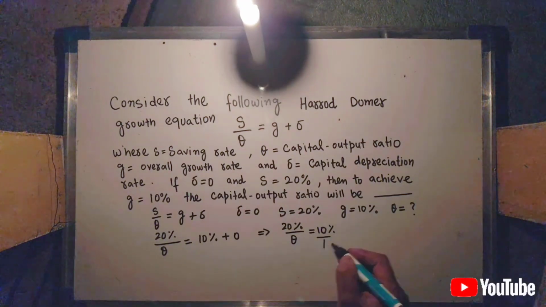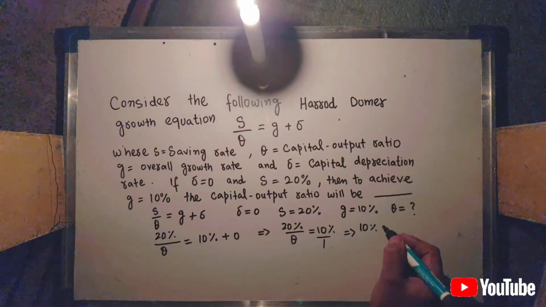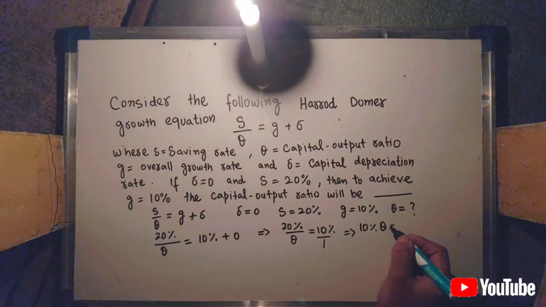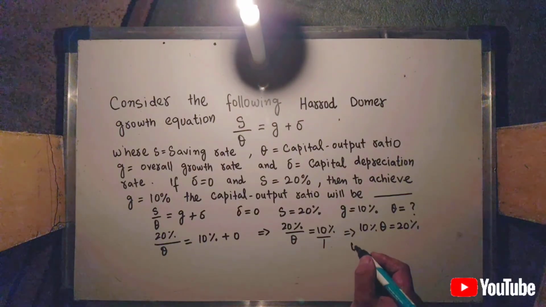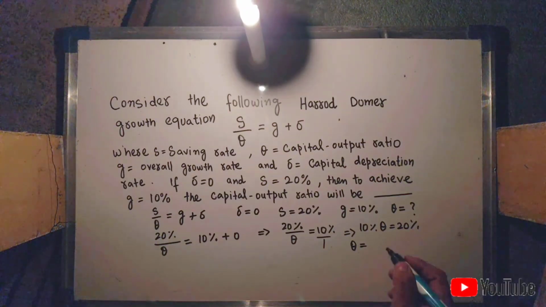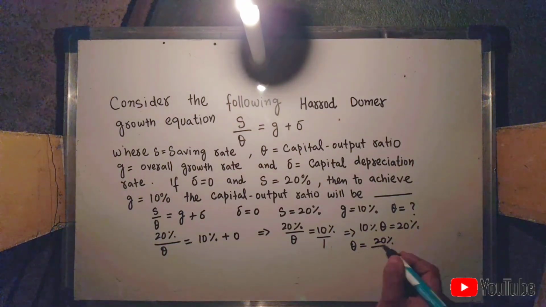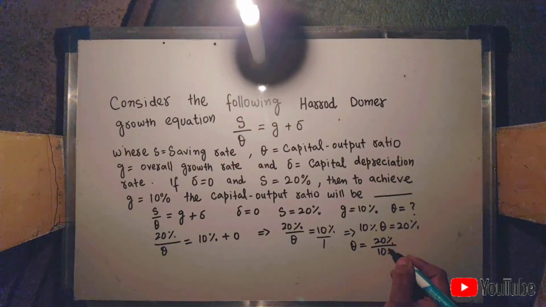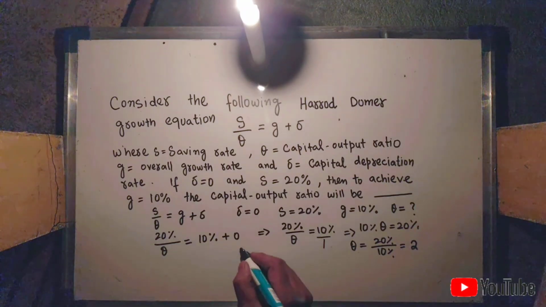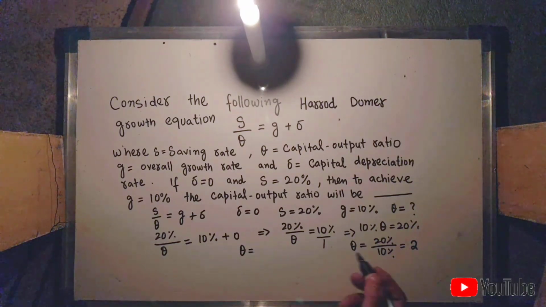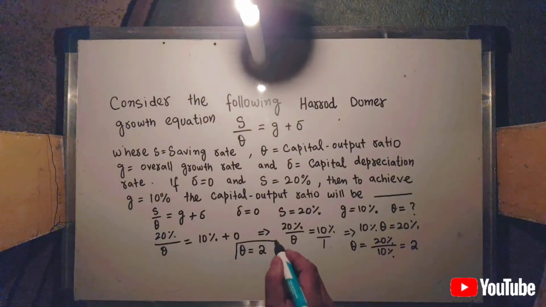So cross multiply. We have 10% times capital output ratio will be equal to 20%, which implies theta, which is the capital output ratio, will be equal to 20%. Transpose this 10% here, it gets divided, so it is 10%. So 20% upon 10% is 2. That means the capital output ratio in this economy will be equal to 2.